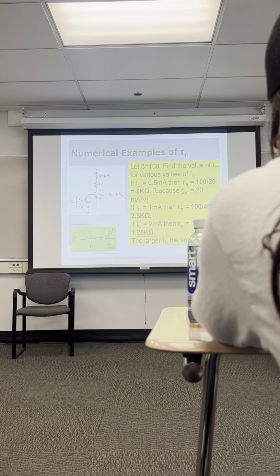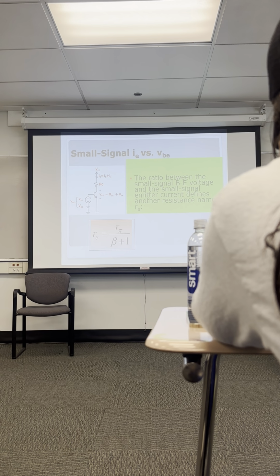So if you're trying to increase the input resistance of an NPN amplifier, you definitely do not want to keep increasing the collector current. If you do, it moves away from a large R in or r pi. Another small signal parameter, r sub e, is r pi over beta plus 1. And this is the small signal resistance in the emitter of the transistor.